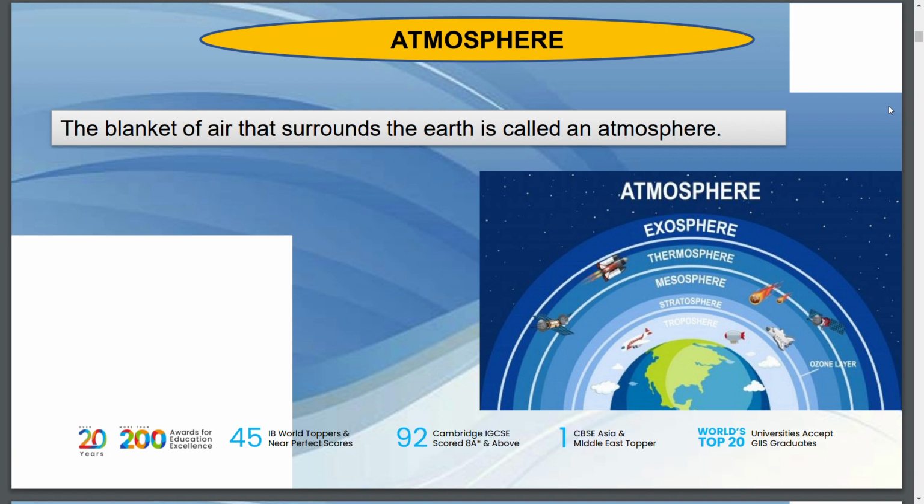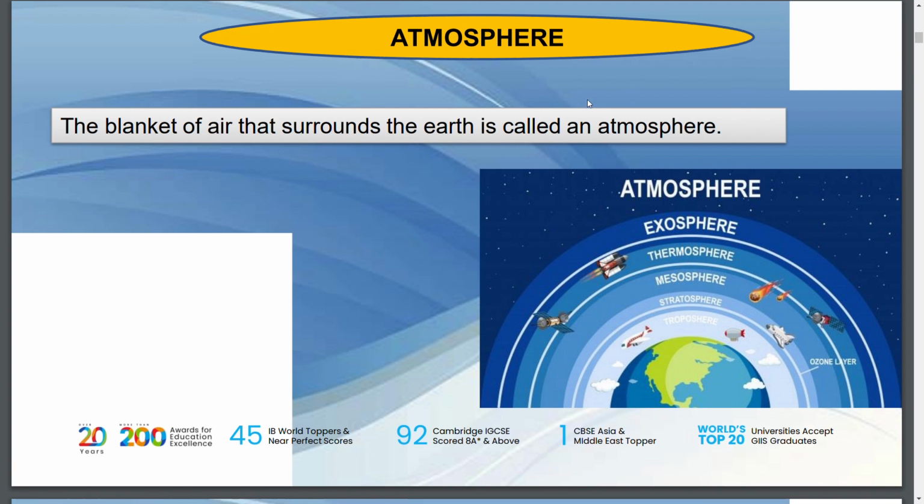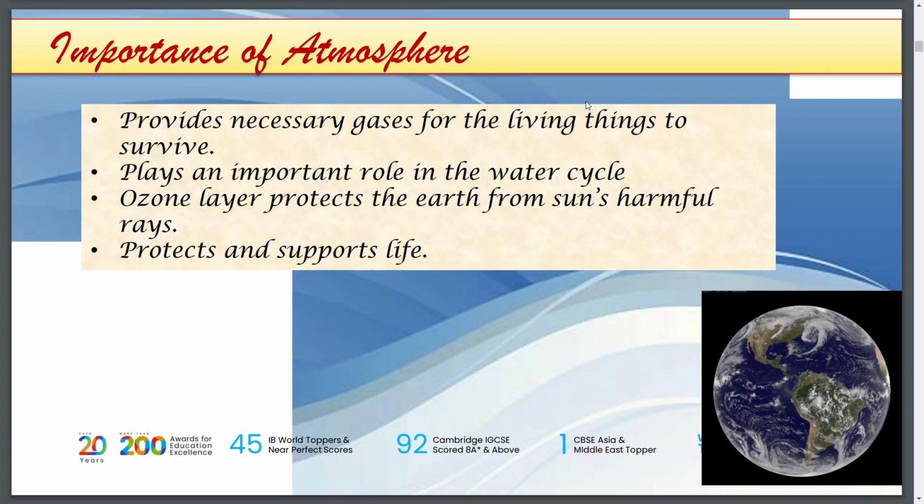The blanket of air that surrounds the earth is called the atmosphere. There are five layers of the atmosphere, which are troposphere, stratosphere, mesosphere, thermosphere, and exosphere. The ozone layer is located in the stratosphere. In simple words, the atmosphere is the blanket of the earth.